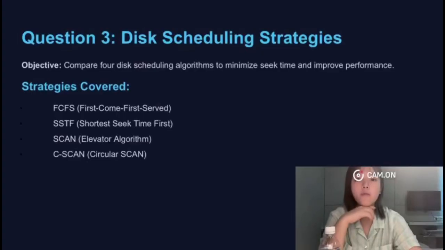An important topic in operating systems: disk scheduling and disk strategies. We all know that disk read or write speed is significantly slower than CPU and memory speed. Therefore, how efficiently we organize the order of disk I/O requests directly impacts overall system performance. The core objective of disk scheduling is to minimize the disk head movement. This is seek time. Next, I will introduce 4 common disk strategies.